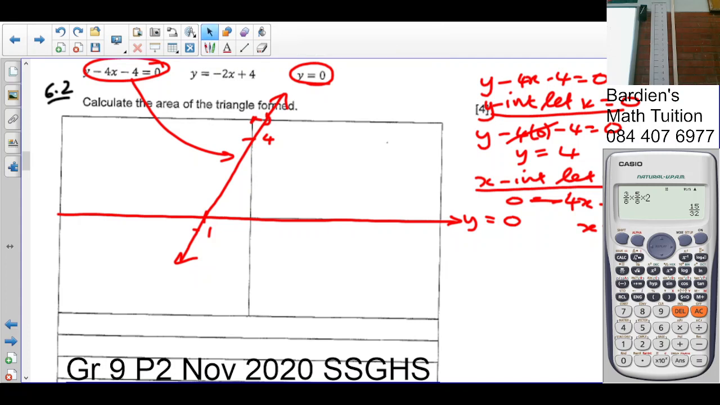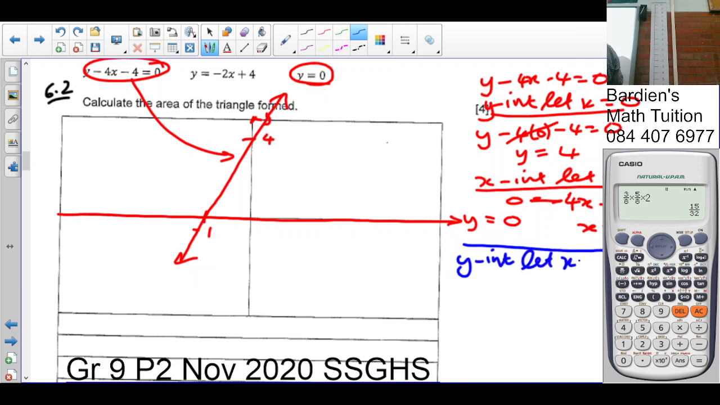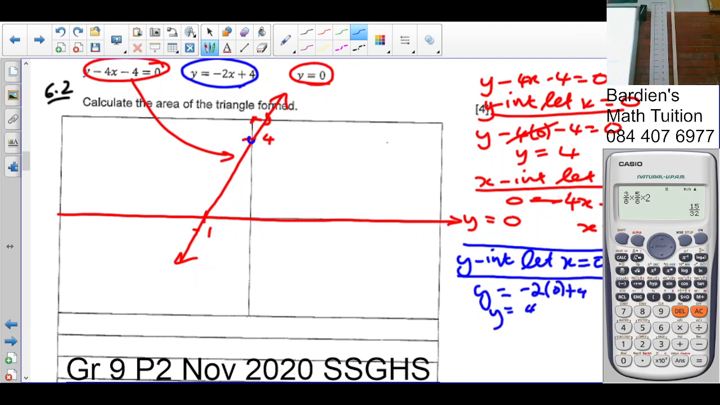Then, the next one, what do we do for y-intercept? Let x equal to 0. So on this equation here now, y is equal to negative 2 times 0 plus 4, which is 4, which is exactly this point. Then we get x-intercept. What do you do for x-intercept? Let y equal to 0. So 0 is equal to negative 2x plus 4. So 2x is equal to 4, so x is equal to 2.